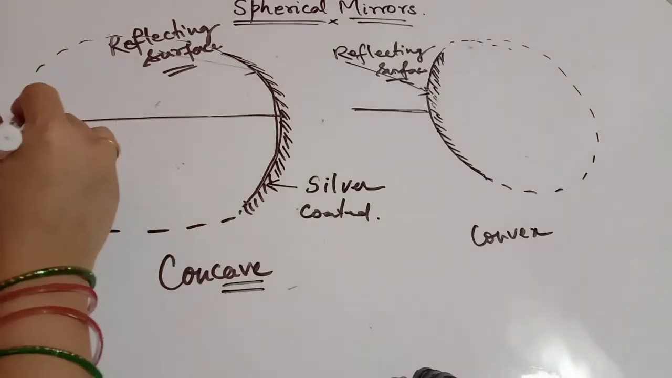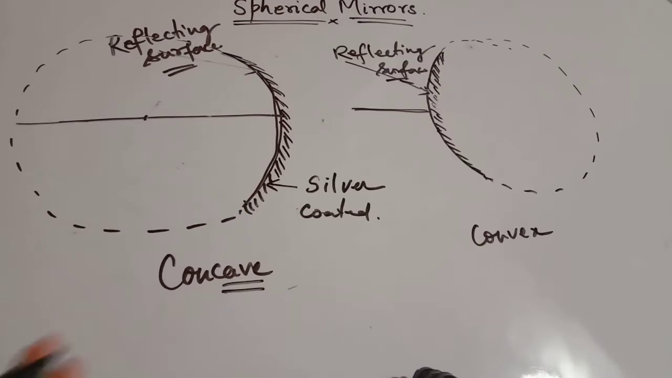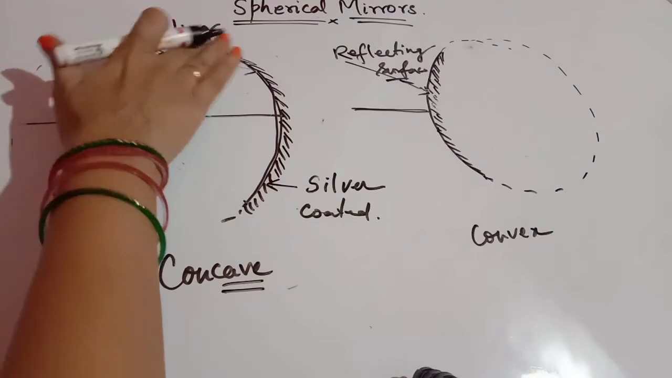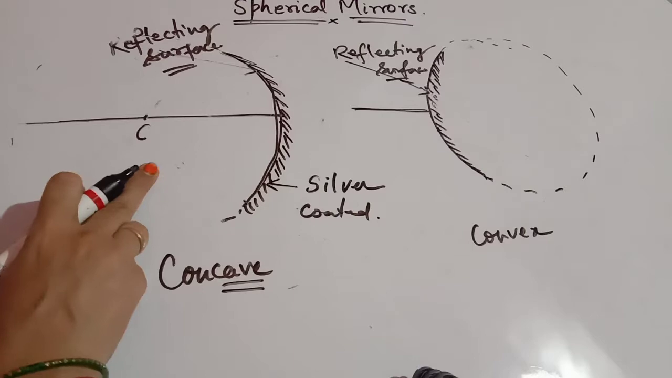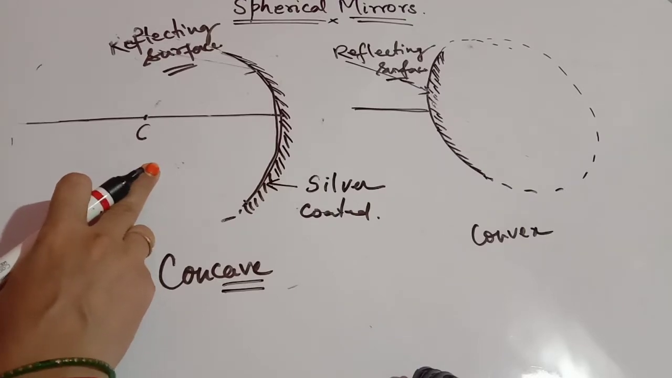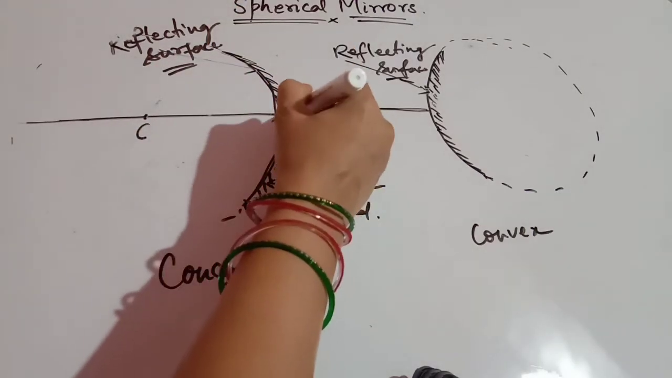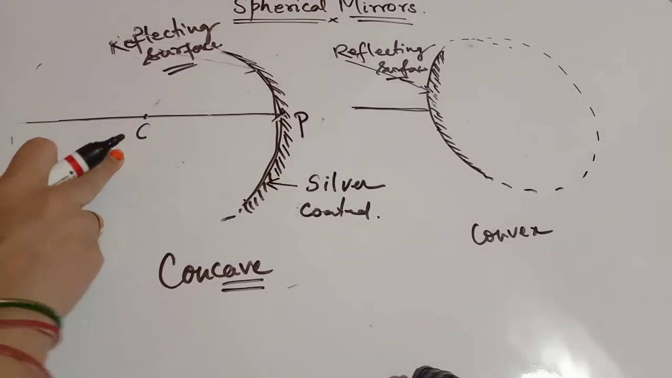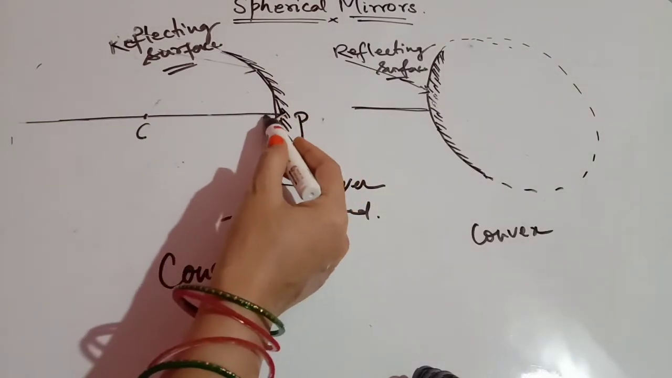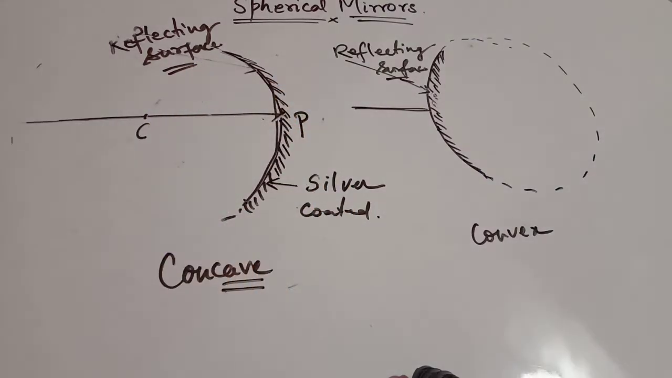Obviously that sphere has a center, this is the center of that particular sphere. We say that this center is the center of curvature. This is C, the center of curvature. Now the middle part of your mirror is known as the pole, represented by P. So this is the center of curvature and this is the pole. What is the pole, children? The center of the reflecting surface of a spherical mirror.